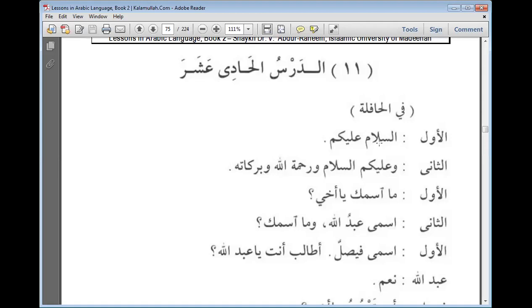Last week we would have completed the exercises in lesson 10. So this week, inshallah, we will continue reading lesson 11, which we started last week. We're going to read it a couple of times, and then go through it line by line, the translation and some of the sentence structure and so on.